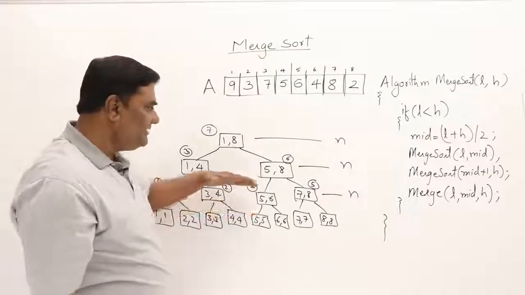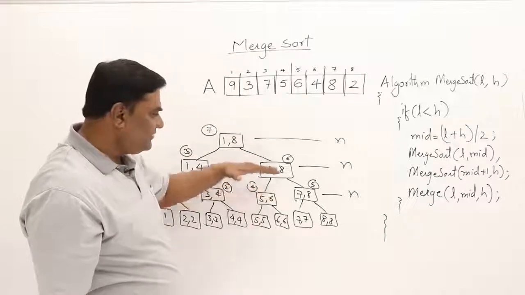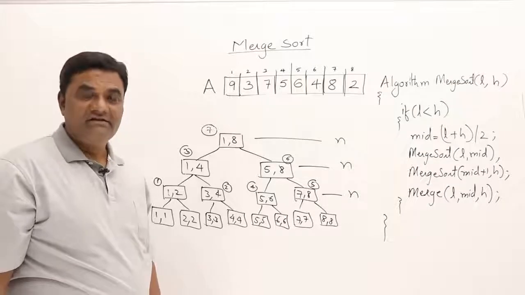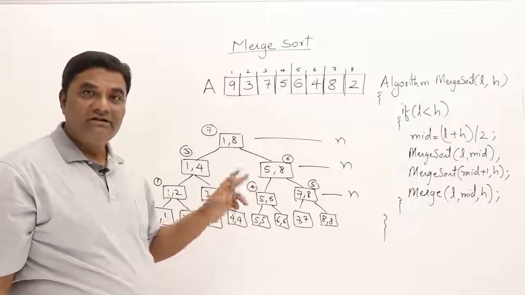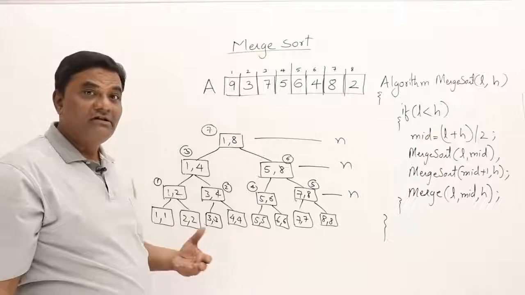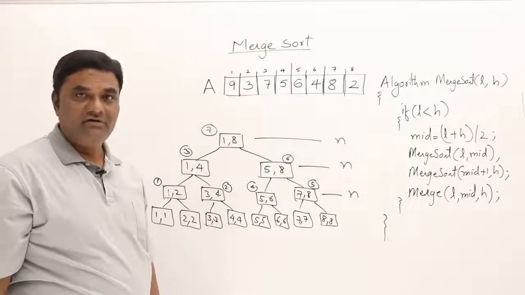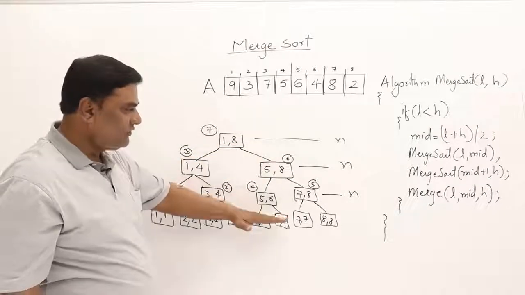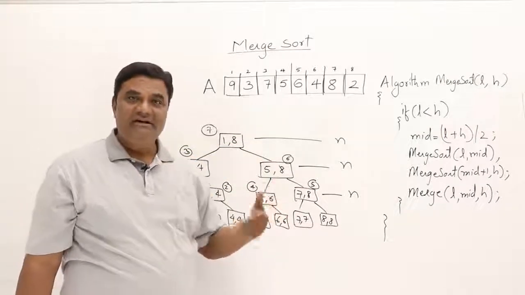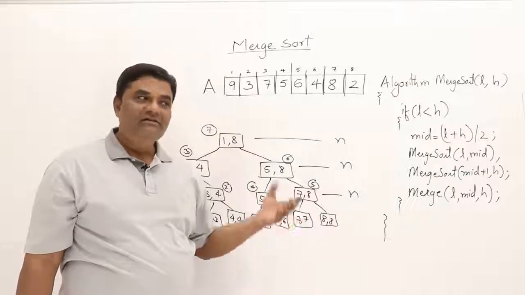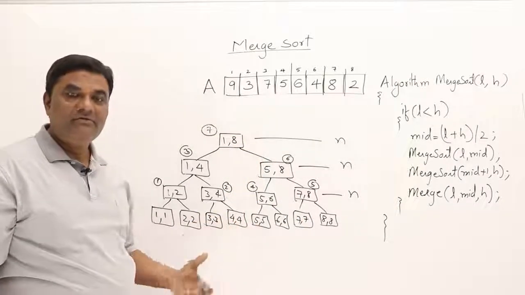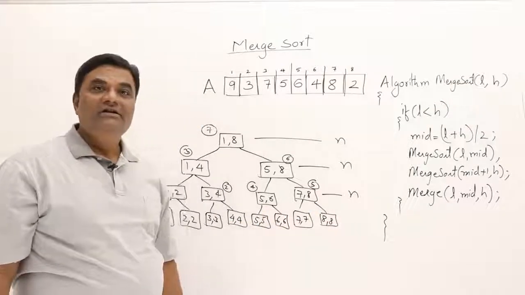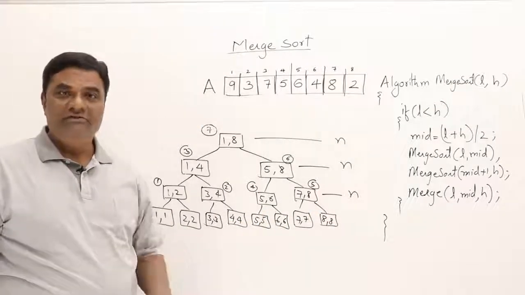So total how many levels are there? 1, 2, 3. So total 3 levels are there. So for 8 elements I got 3 levels. It means it is log of 8. Log of 8. 1, then 2, then 4. So when something is raised by 2 every time, the power of 2 lastly is 3, and at the last we are having 8 elements total. So 3 is log of 8.